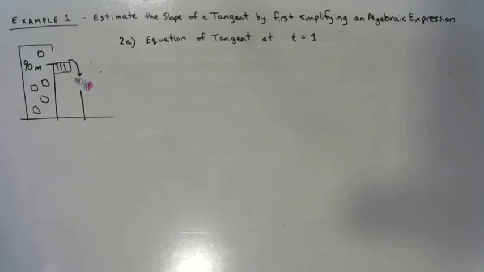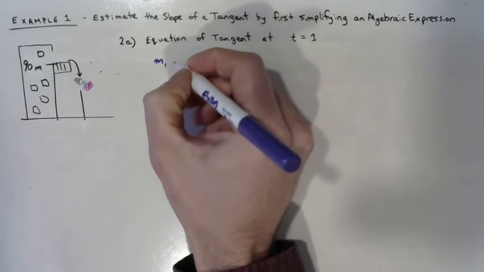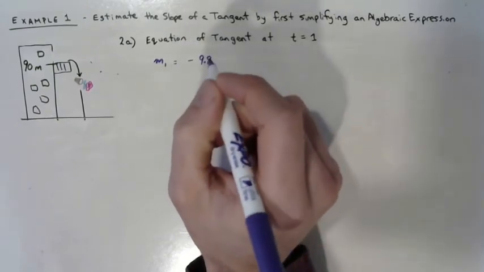Part 2 of this example asks us about the equation of the tangent. So we're going to get an equation of a line. Well, to get an equation of a line, we need 2 things, right? We need a point and the slope. Now, we have already estimated the slope in the previous problem, okay? Our estimation for slope was negative 9.8, okay?